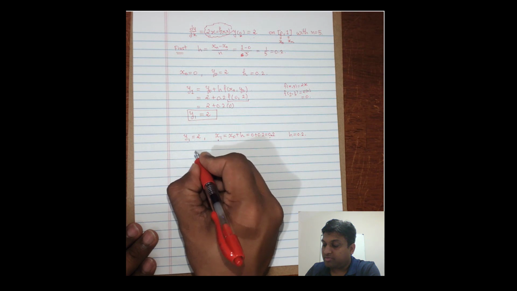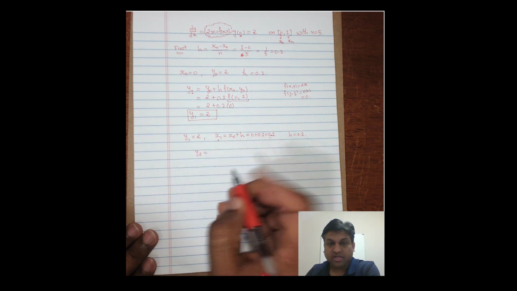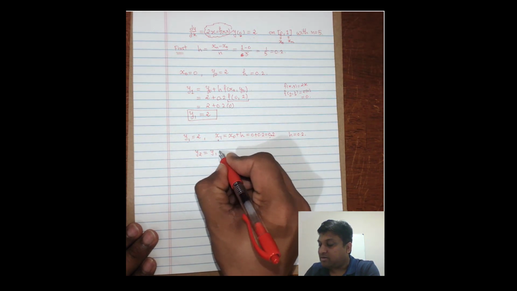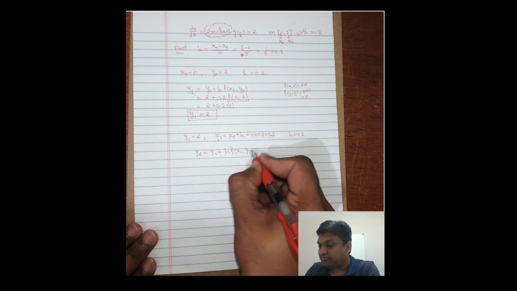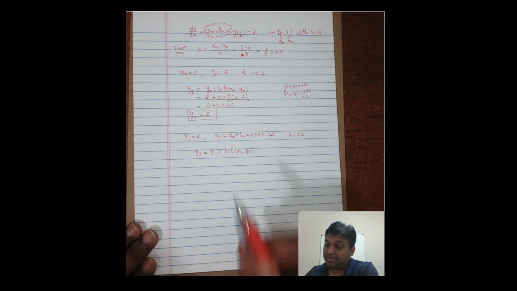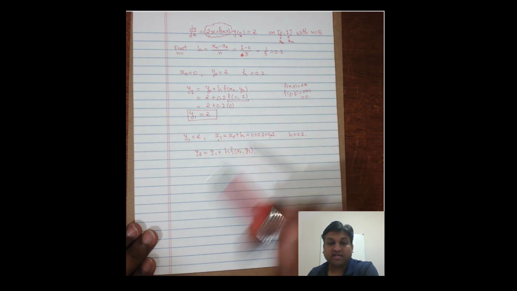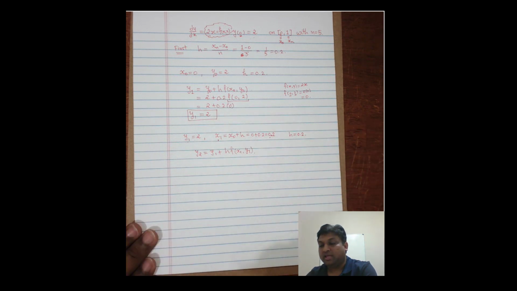Let's do that. y2 equals y1 plus h times f of x1 y1. Again, you see, I copy the same formula, but now with x1 and y1. So my first solution will give me the second solution. The second one I will use for the third, fourth, and fifth, and that's how we calculate a numerical solution.